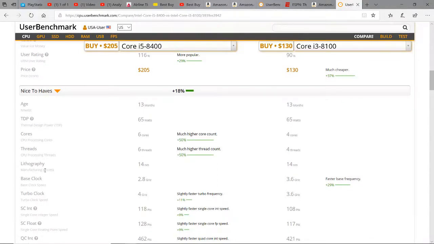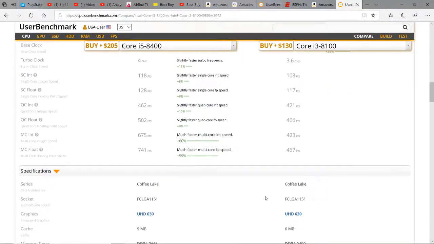Now this lithography, this is a manufacturing process, 14 nanometers. You will see this hopefully get even smaller in the future, which will allow them to put more stuff on the chips. So base clock speed, our i3 is actually a higher base clock, but the i5 on turbo can go 4 gigahertz versus 3.6, so it's pretty good.